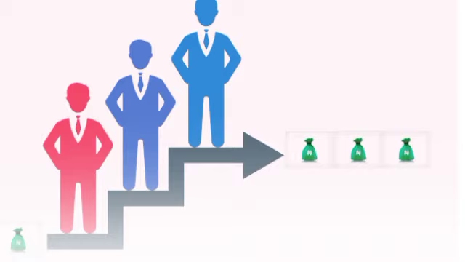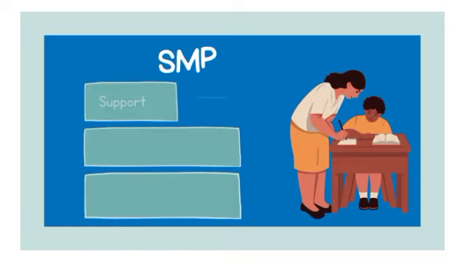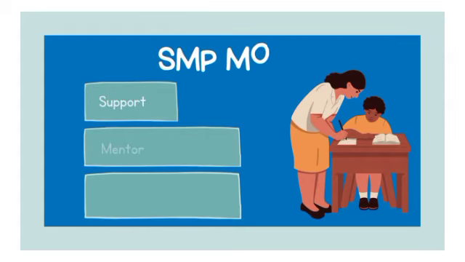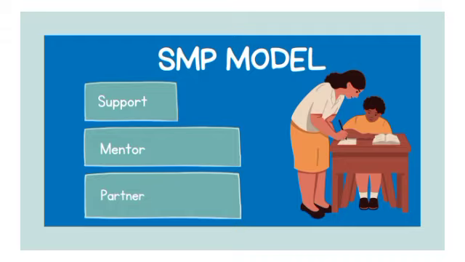Finally, I want to show you how to use what I call the SMP model. SMP means support, mentor, and partner. In other words, I want to show you how to support, mentor, and partner with your underachieving students. Those are my 5 outcomes for today. You would agree with me that we have a lot of work to do in a short period of time. So let's get to it.